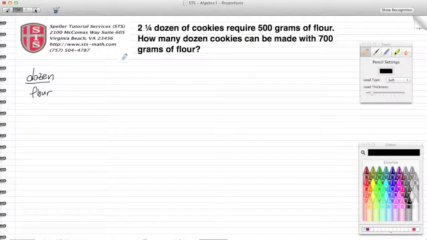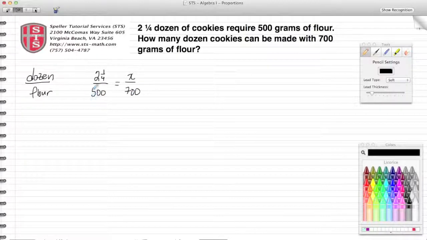So we begin with what's given. So we're given 2 1/4 dozen, and we're told that requires 500 grams of flour. And the question is, how many cookies, or how many dozen in this case, we don't know, so that'd be X, can be made with 700 grams. So we're going to use 700 as our denominator. And again, dozen is our numerator for both. Flour, we list the values given for flour as our denominators.